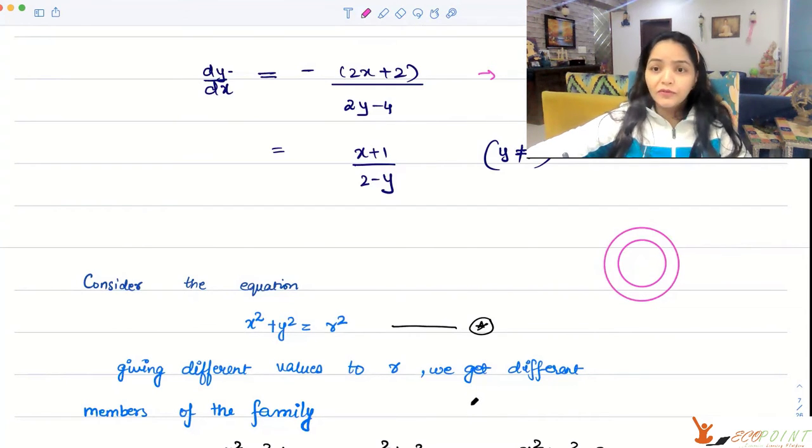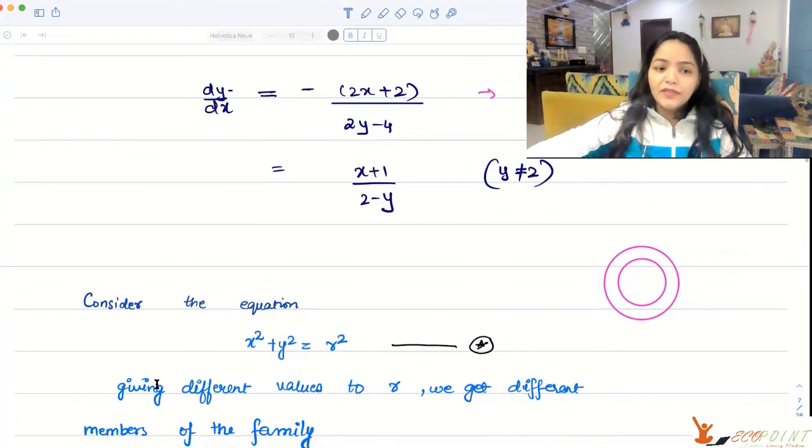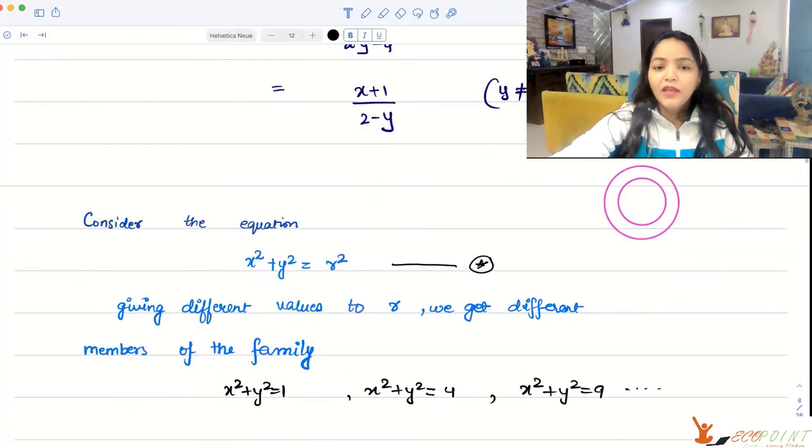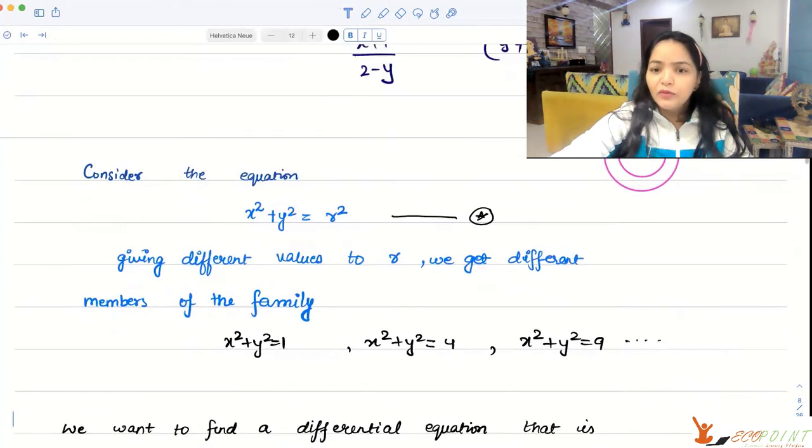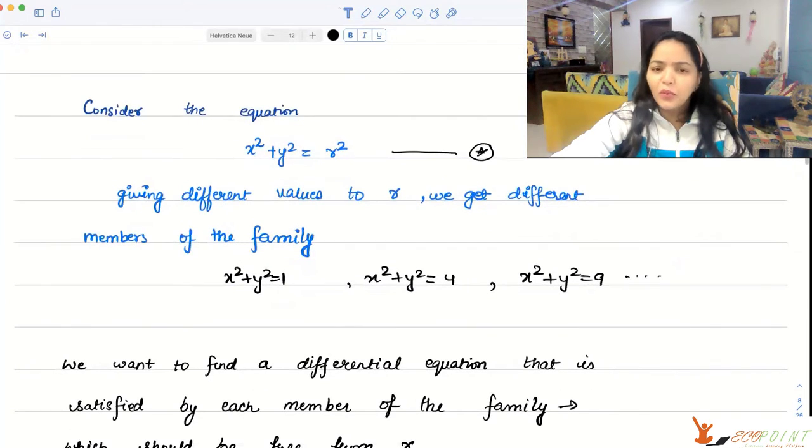They are part of the family of this kind of circles. Now, what we're trying to say here is we want to generalize what kind of differential equation will be satisfied. You can have x squared plus y squared equal to 1. You can have x squared plus y squared equal to 4, and so on and so forth. We've taken 1, 4, 9 as an example because that gives you simpler cases, where the radius is 1, 2, 3, right?